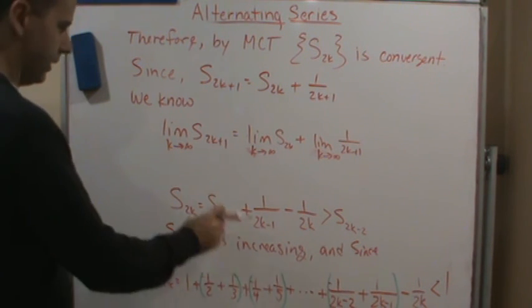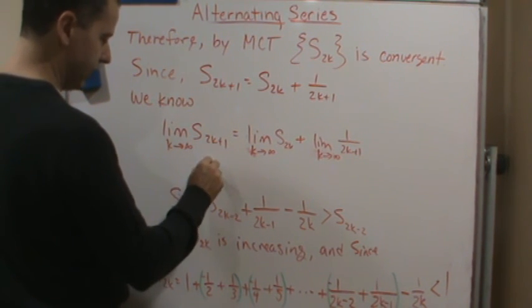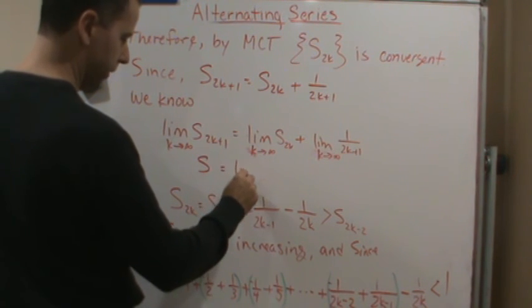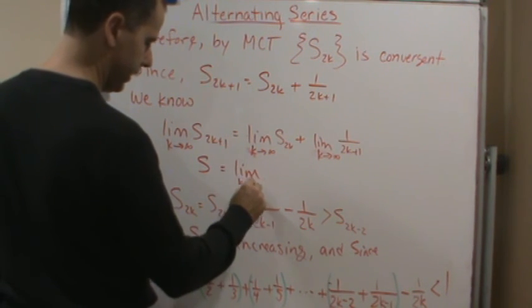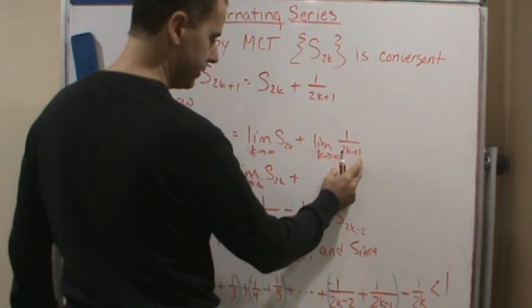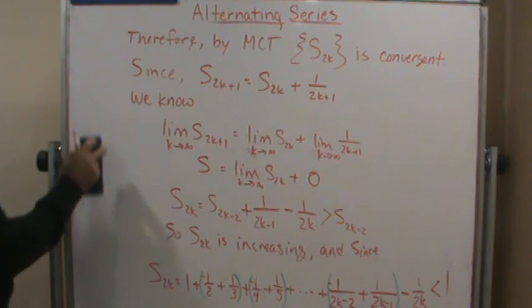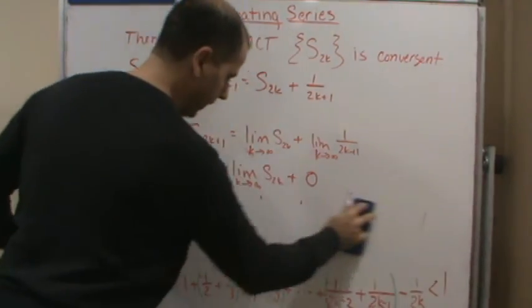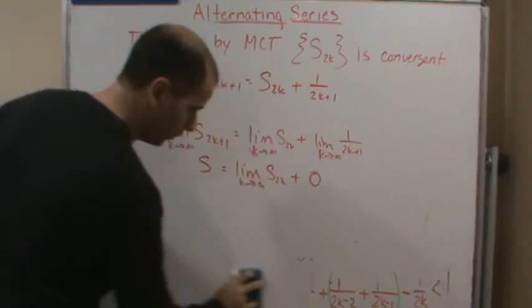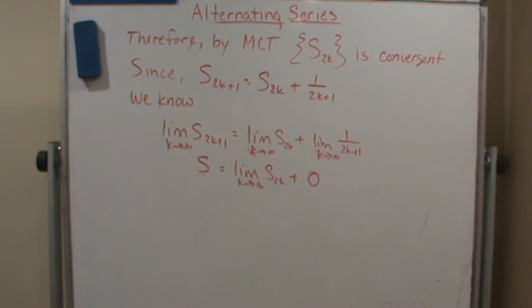Okay, so now, letting the limit of this equal s, since this converges to s, the limit as k approaches infinity of s of 2k, plus now the limit of this is going to 0. So by combining that, we show that the limit of the partial sums s sub 2k plus 1 also converges to s. So they converge to the same value of s.